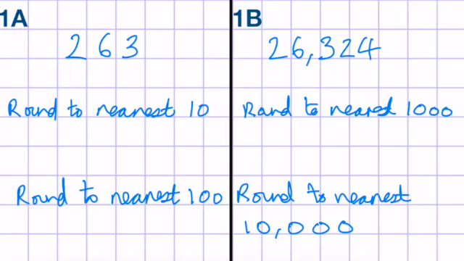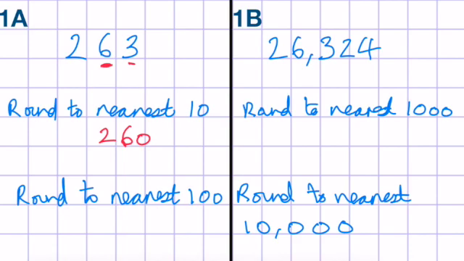So for 1A, 1B, I'd like you to do both sides, everyone. You'll be rounding numbers to the nearest 10, 100, 1,000 and 10,000. Pause the video, then we'll do it together. Okay, so for 263 rounded to the nearest 10. So 6 is in the tens column and we're going to look right and it is a 3. So we round down to 260.